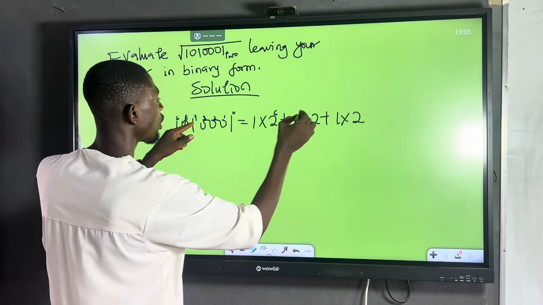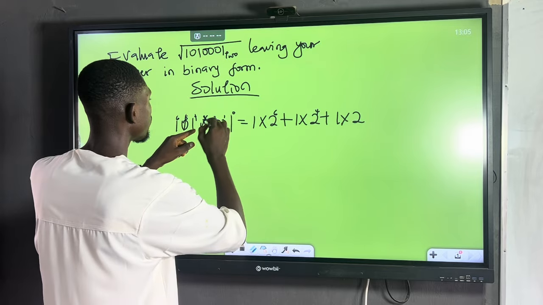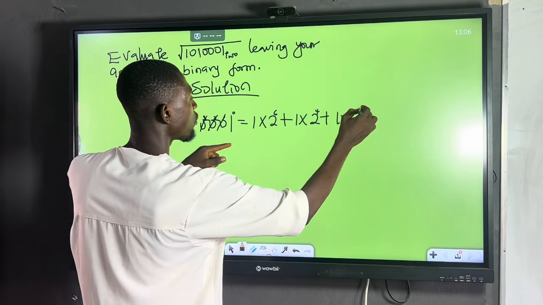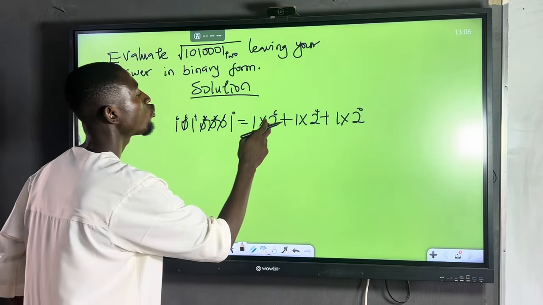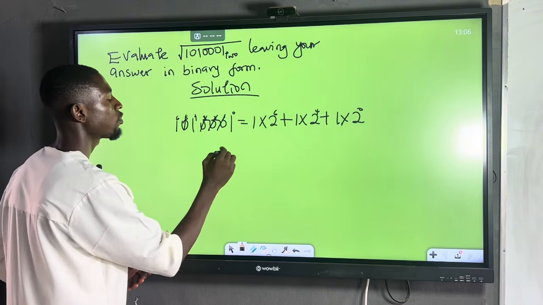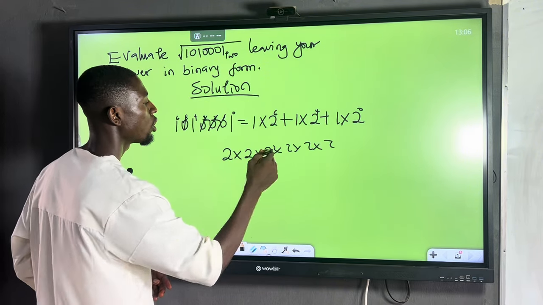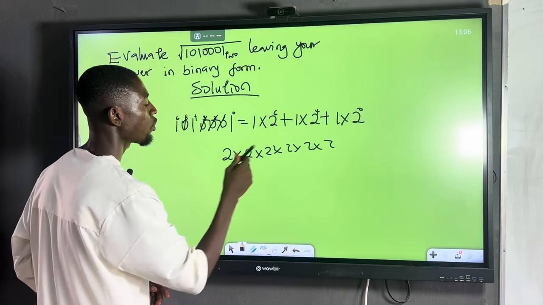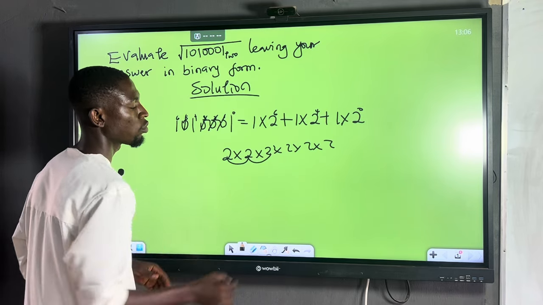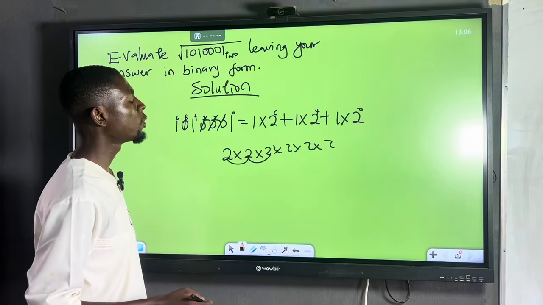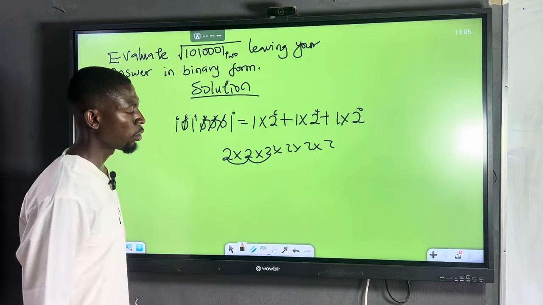This is out. Then this is raised to power 4. This is out, this is out, this is out. And this is raised to power what? 0. So now, 2 raised to power 6 will give us what? It will give us 2 times 2 times 2 times 2 times 2 times 2. 1, 2, 3, 4, 5, 6. Correct. 2 times 2 is 4. 4 times 2 is what? Altogether, you should get 64.